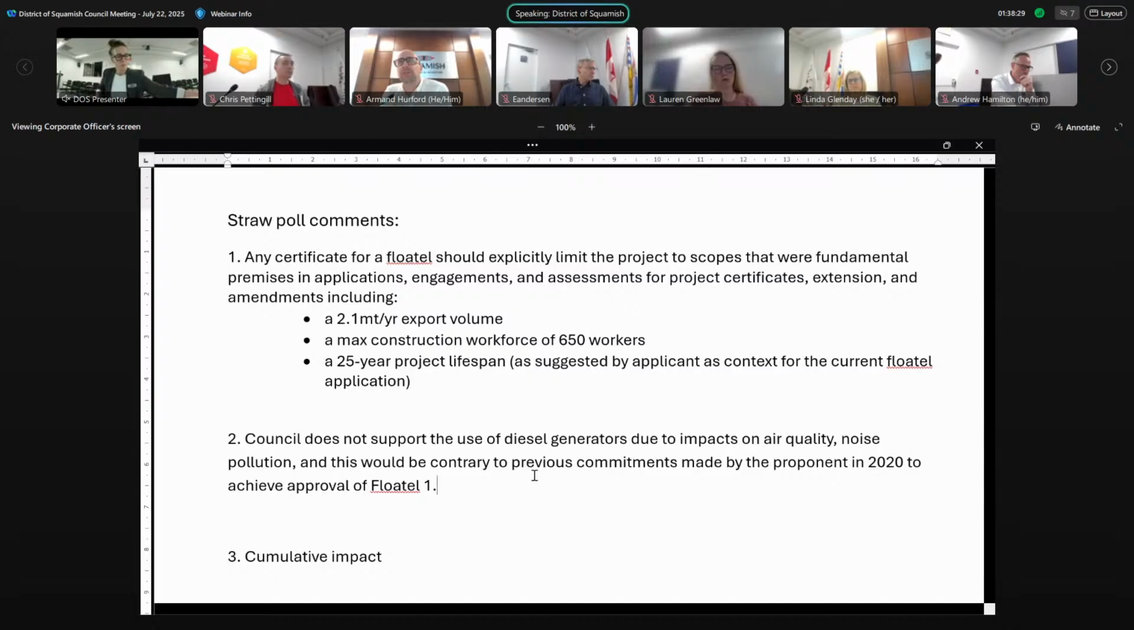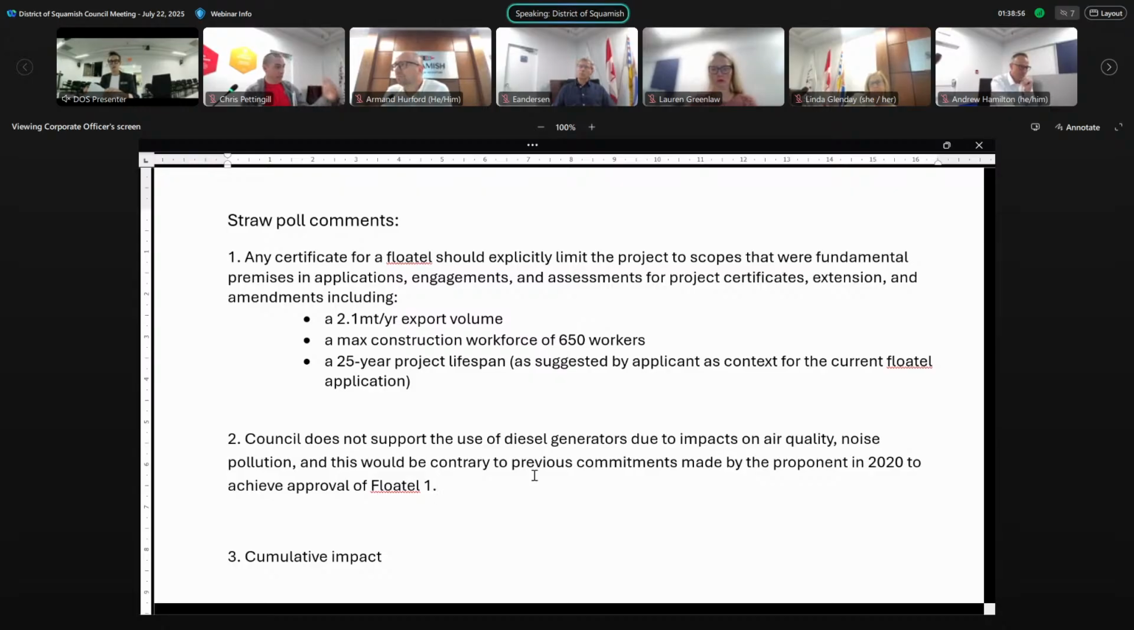Can you refresh my memory? The max workforce of 650 is something that's in the original certificate? In their applications. I don't think the certificates put a workforce number, but all of the engagement and the analysis of impacts, the mitigations that would be performed and were necessary and so on was all premised on a 650 number that Wood Fiber said over and over again. So never said, or maybe it'll be bigger.